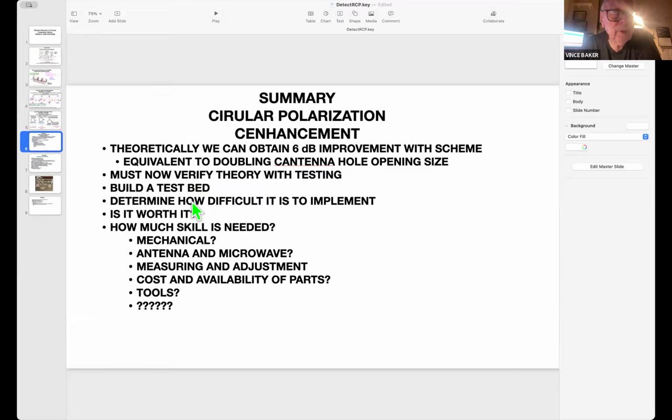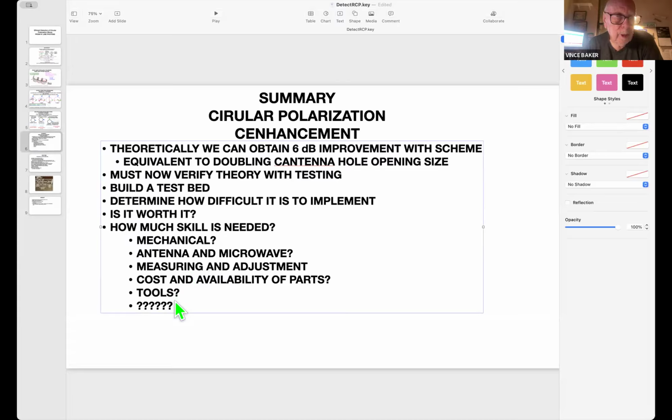Our objective: how difficult is this scheme to implement for the H1 in a CAN antenna, and is it worth it? How much skill is needed? Do we need someone with an antenna background at a machine shop, or can anyone just do it? Are the measurements easy and straightforward, or are they hard? This is the big one: cost and availability of parts. What tools do you need? In addition, you need a nano VNA. Is that adequate, or do you need a stronger VNA? I don't know, but this is what I'm going to try to find out.